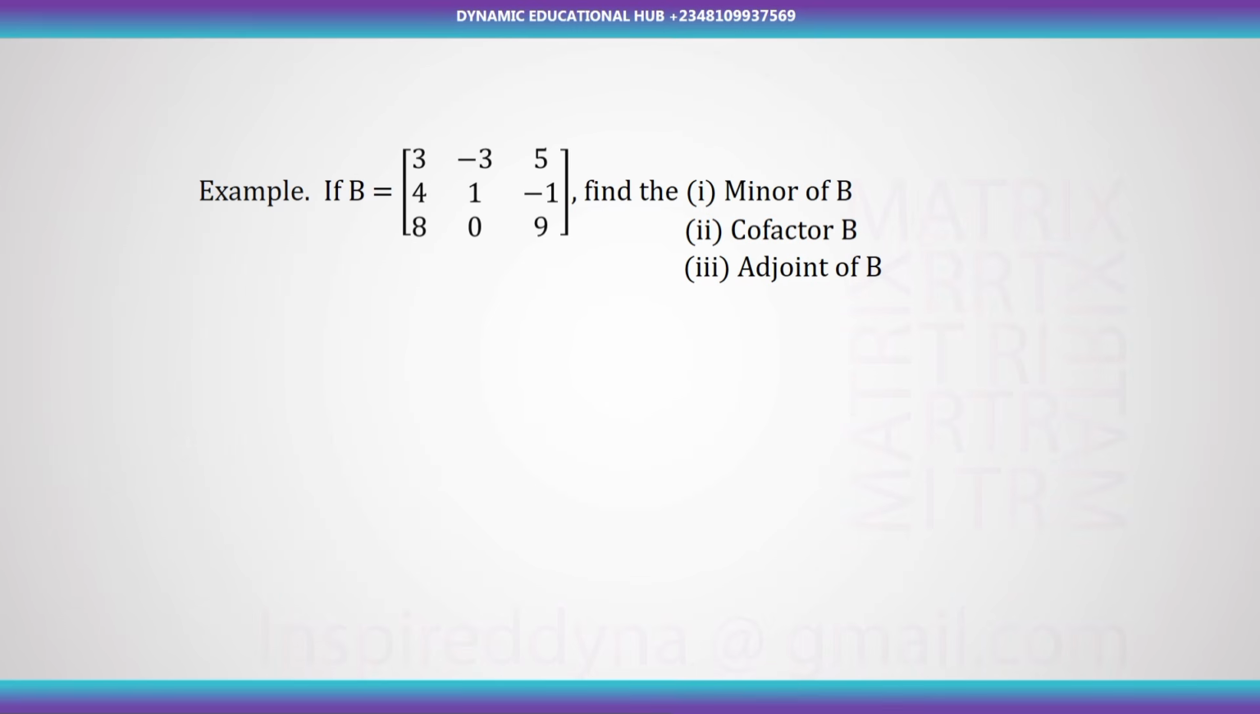This is a perfect example which we are going to solve. Let's solve this example, which is: if B is this matrix, find the minor of B, the cofactor of B, and the adjoint of B.